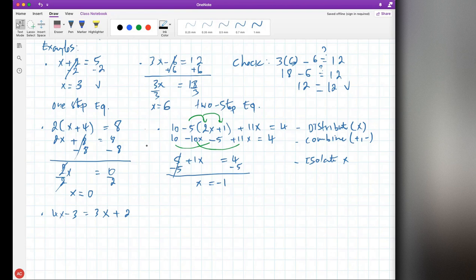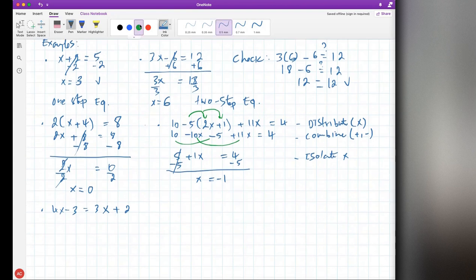So what you want to do here is, usually we try to keep the x on the left side. It doesn't matter where you put it, but most of the time it's going to end up on the left side like this. But it's not something you have to do. As long as you keep the x on one side, the numbers on the other, that's good. So 4x minus 3 equals 3x plus 2.